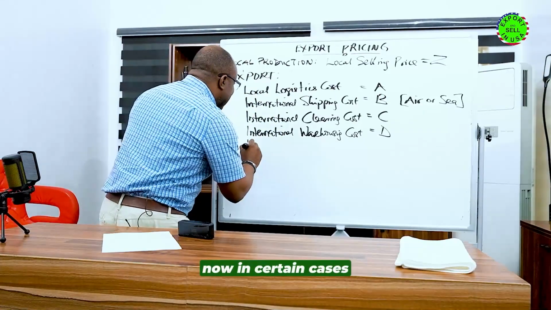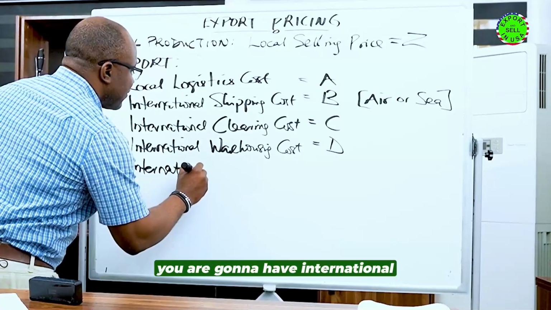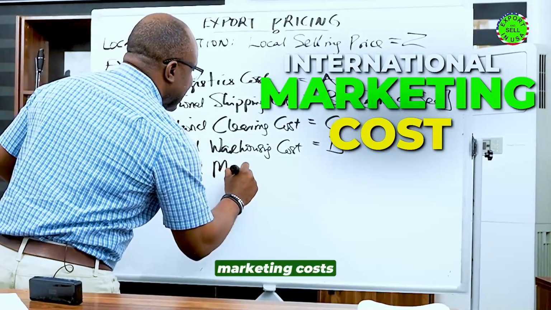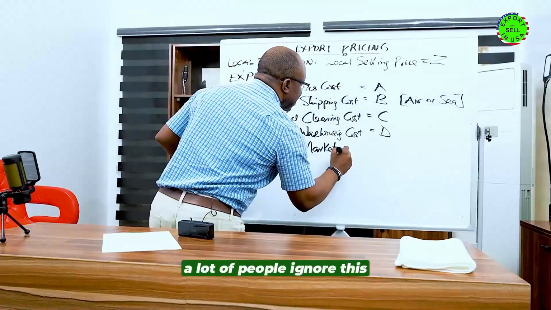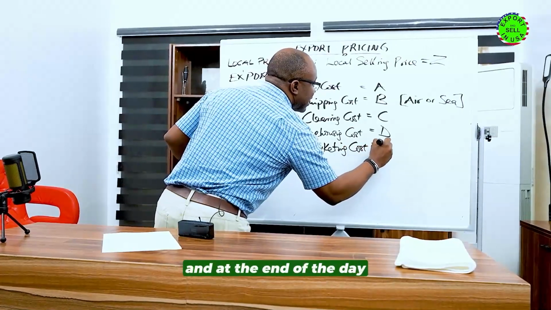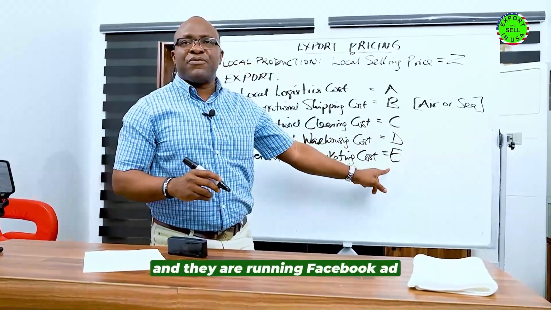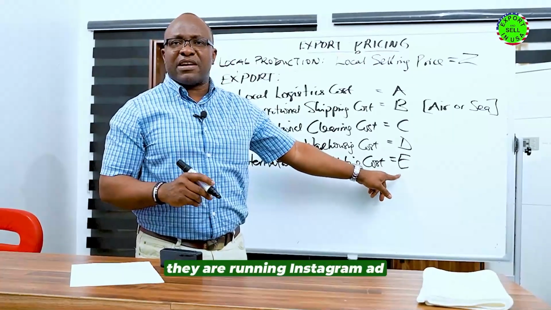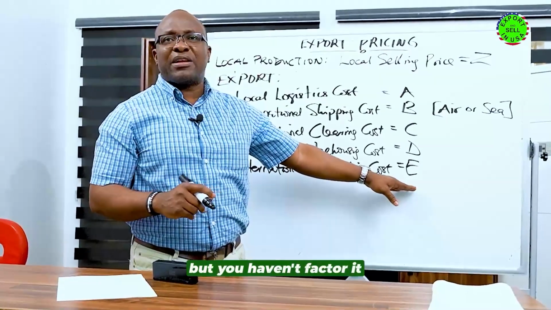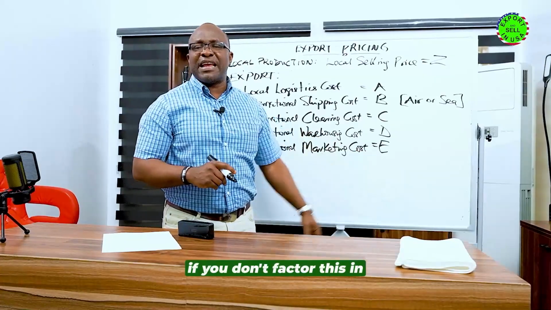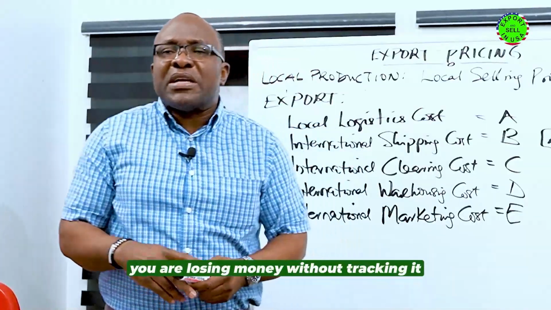Now, in certain cases, you are going to have international marketing costs. A lot of people ignore this, and at the end of the day, they have the product in the warehouse and they are running Facebook ads, they are running Instagram ads, but they haven't factored it in. If you don't factor this in, you are losing money without tracking it.